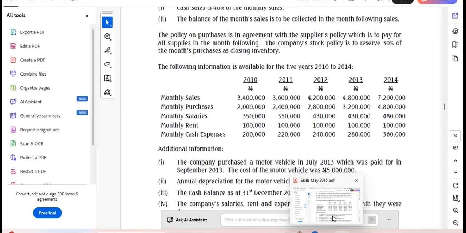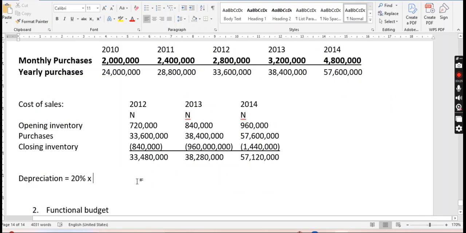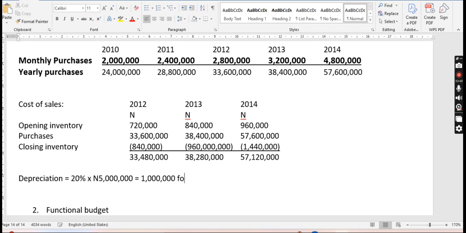5 million. So what is the depreciation? That's 1 million. Yes, sir. Okay, that is the depreciation. It is 1 million for the year. Now let's quickly go back to the question.